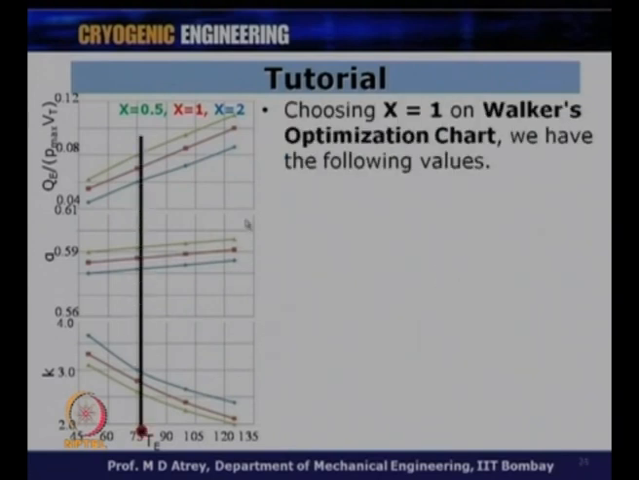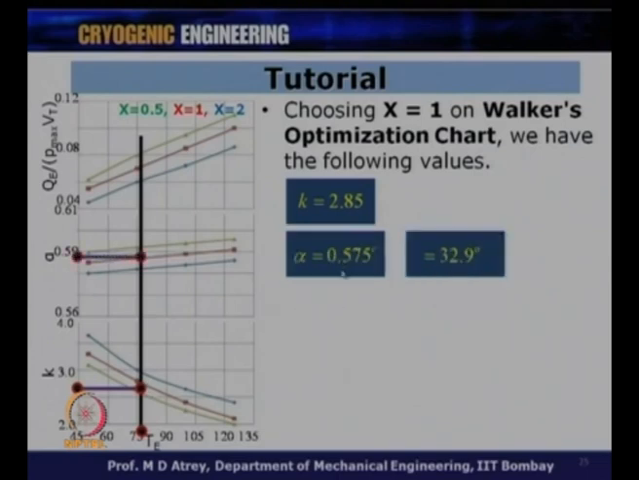So, let us go to the optimization chart and draw a vertical line from 77.2 Kelvin at which cooling effect is going to be produced, and at the first iteration we can assume that x is equal to 1. From Walker's chart, we can see that for x is equal to 1 I will get different values. So, I get k is equal to 2.85 from here, I get alpha is equal to 0.575 radians, which is equal to 32.9 degree.